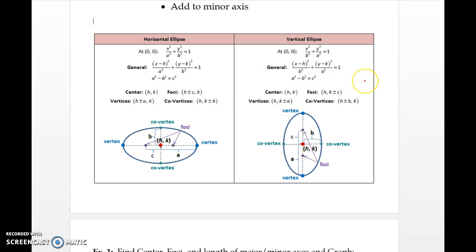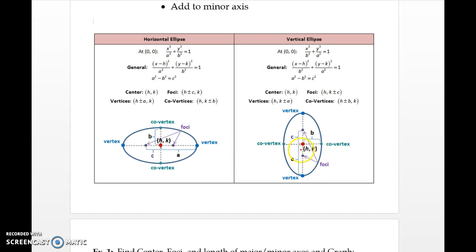We have the same thing over here in the vertical ellipse. Your equation, your a squared is under your y, which is how we know it's vertical because your bigger number is under y. Your center is (h, k). Your vertices, you're adding a to your k because your y is bigger. And your co-vertices, you're adding and subtracting b because b is under the y, a is under the x. Your foci, we're adding and subtracting c because if it's vertical, we add it to the y. If it's horizontal, we add it to the x. So here we're adding it to y because it's vertical. Over here in horizontal, we're adding it to the x.